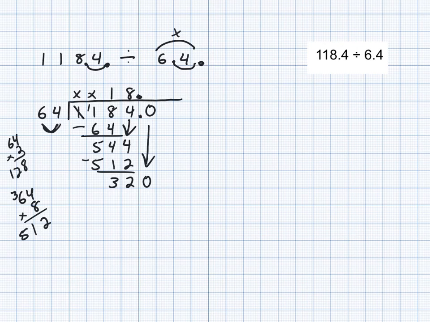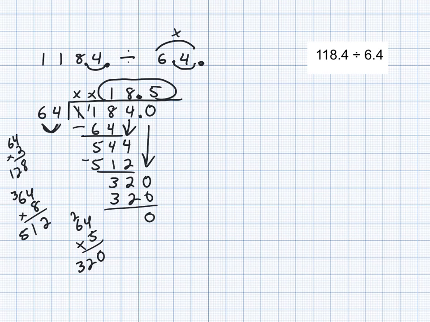So we have 320, and we've got to figure out how many 64s go into 320. So 64, if we say 60 times 5 would be 300. Let's just do 64 times 5. 5 times 4 is 20. 6 times 5 is 30, plus 2 is 320. Bingo. So our quotient is 18.5. We get 320, and we'll have no remainder.